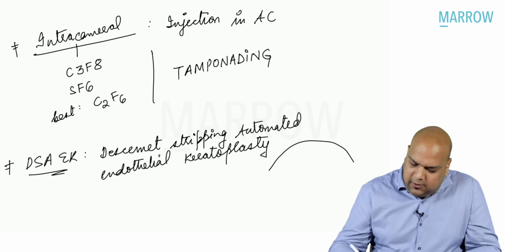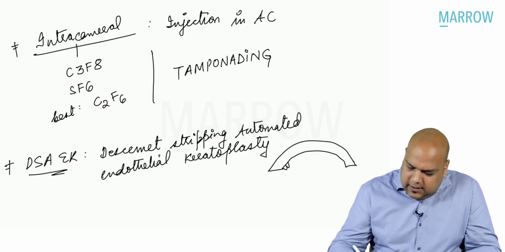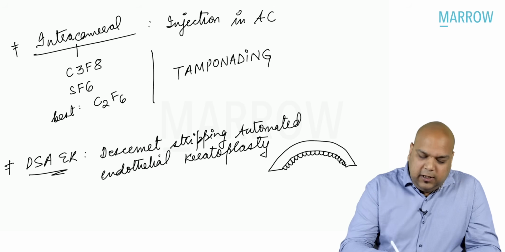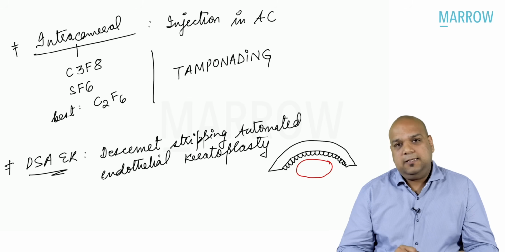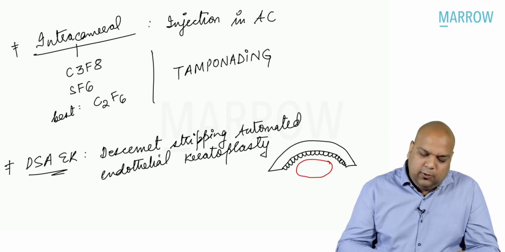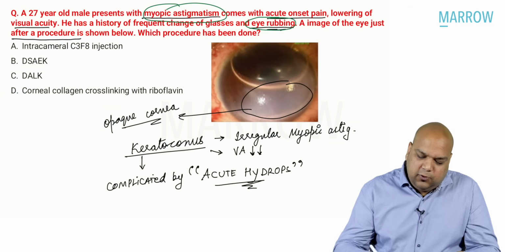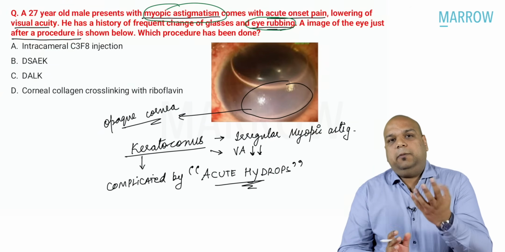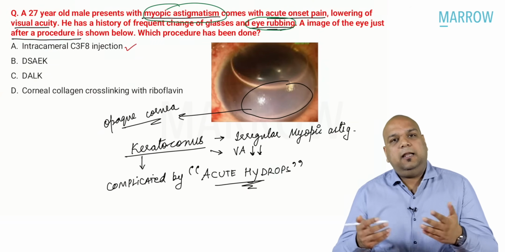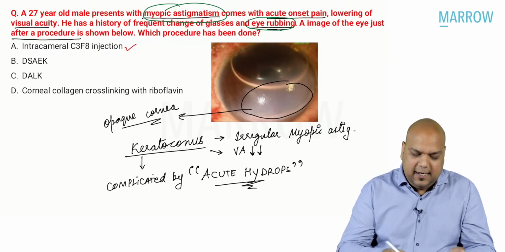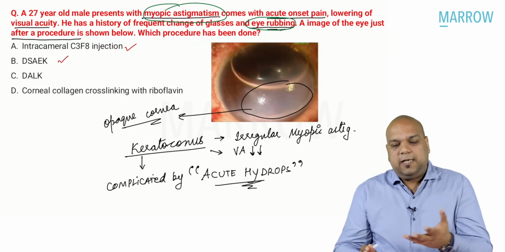So see, this is my cornea. This is the graft I am placing, let's say. Now to keep this graft in place, I have to inject some air. So in DSEK also, we could have seen a photograph like this, where there was an air bubble. In intracameral C3F8 injection, there is a bubble. Obviously, it's a gas. So could both the options have been the answer?